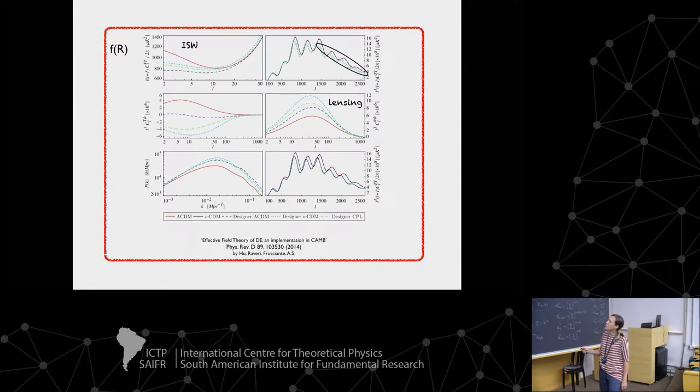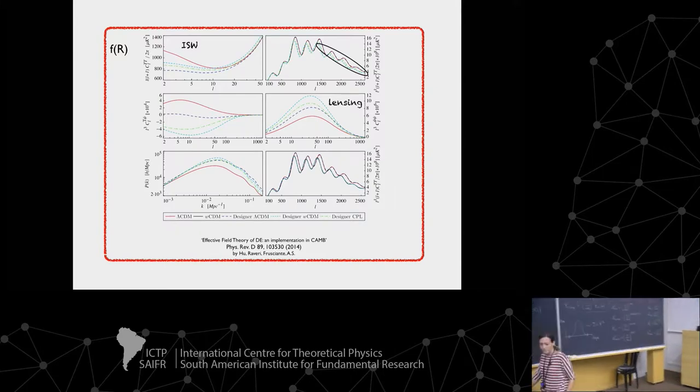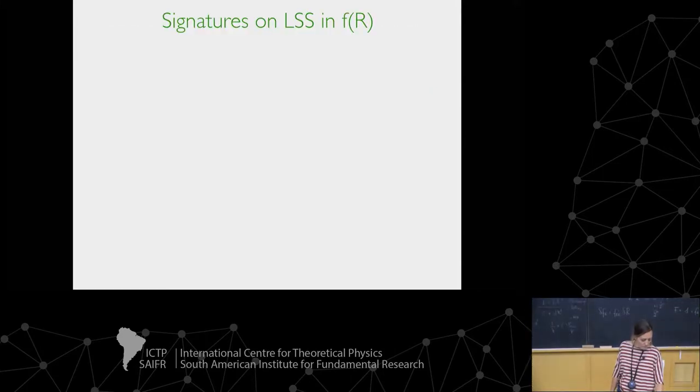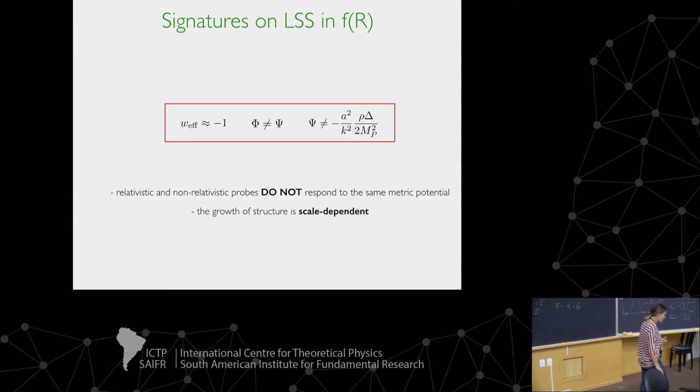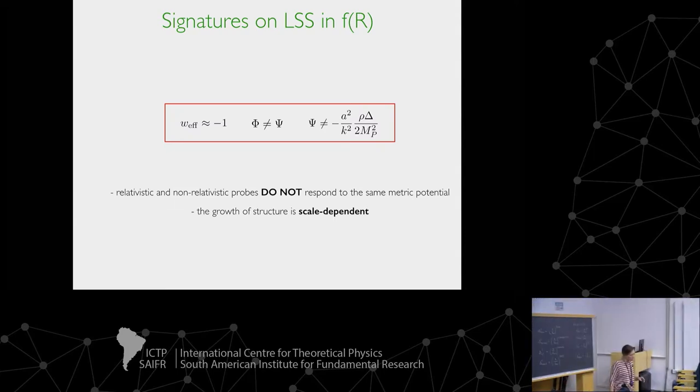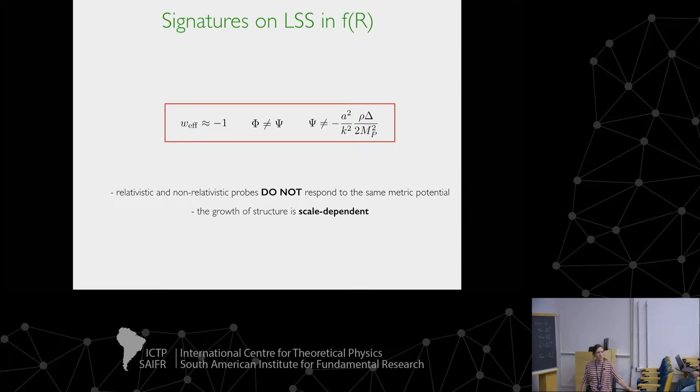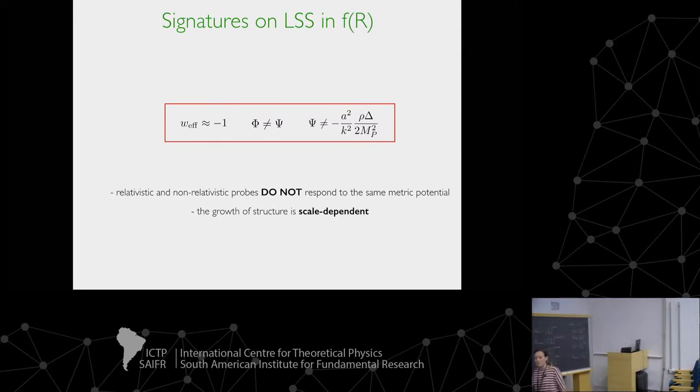You see a lot of effects here in the ISW tail. You do see quite some effect in the lensing, shown also here, and so on. Okay, this summarizes what we have learned. f(R) has the freedom, once you make sure it obeys some viability condition, to reproduce more or less any expansion history. You can also basically get w equal to minus 1 or very close to minus 1. But still, your growth of structure will be quite different. There is scale dependence, and phi is not equal to psi anymore.